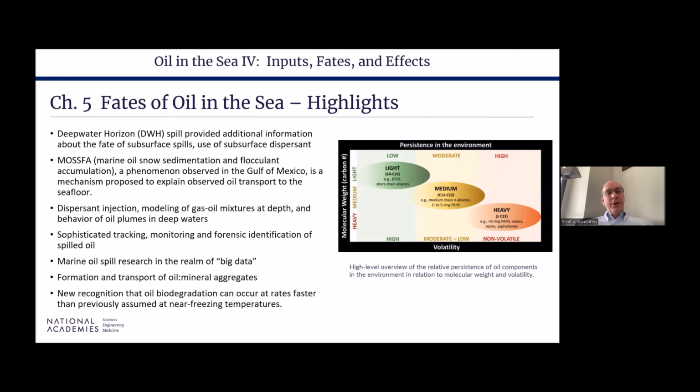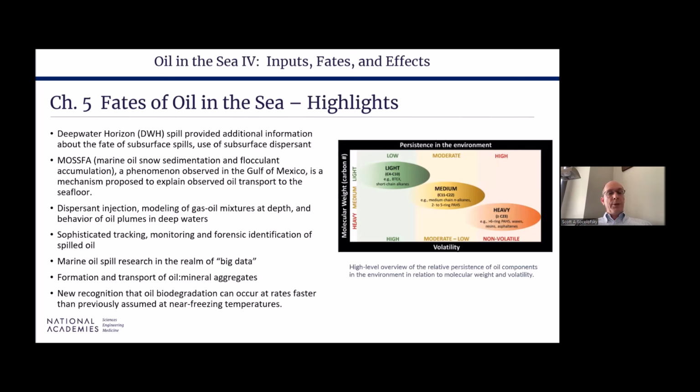So continuing still with some of the highlights that are listed at the beginning of the chapter and then expanded in more detail within the chapter, the Deepwater Horizon, of course, was a major incident that happened about halfway between the Oil in the Sea 3 and the Oil in the Sea 4 report. And we note that a huge amount of data was collected during the spill and a large amount of research was done following the spill, both utilizing that data, conducting new experiments and building new models.